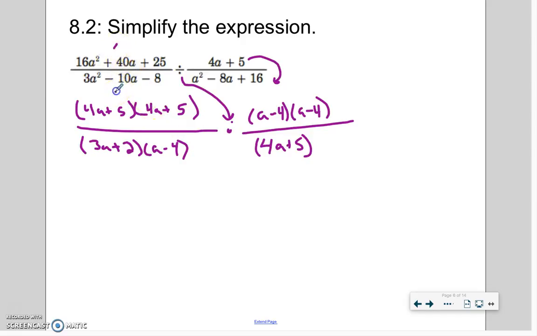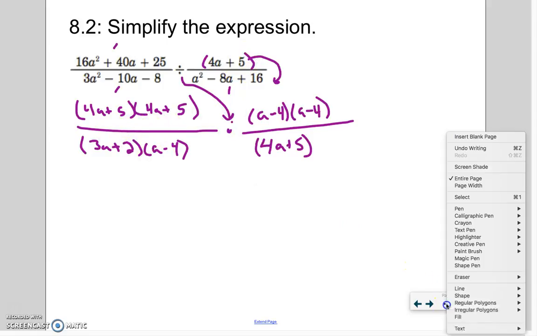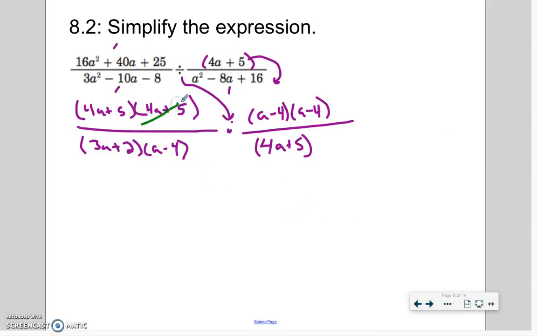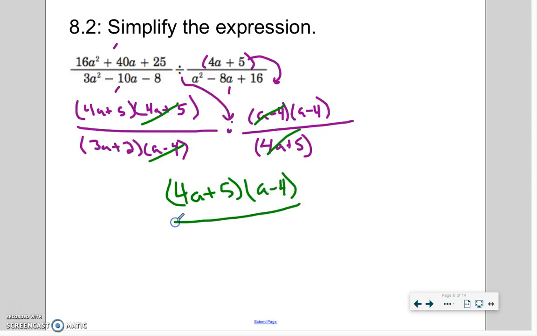So again, division becomes multiplication. We factored, put this in parentheses. And now look to see what's in common. What are we able to cross off? Well, we're able to cross off 4a plus 5, 4a plus 5, and a minus 4, and a minus 4, leaving in the numerator 4a plus 5 all over a minus 4, divided by 3a plus 2.